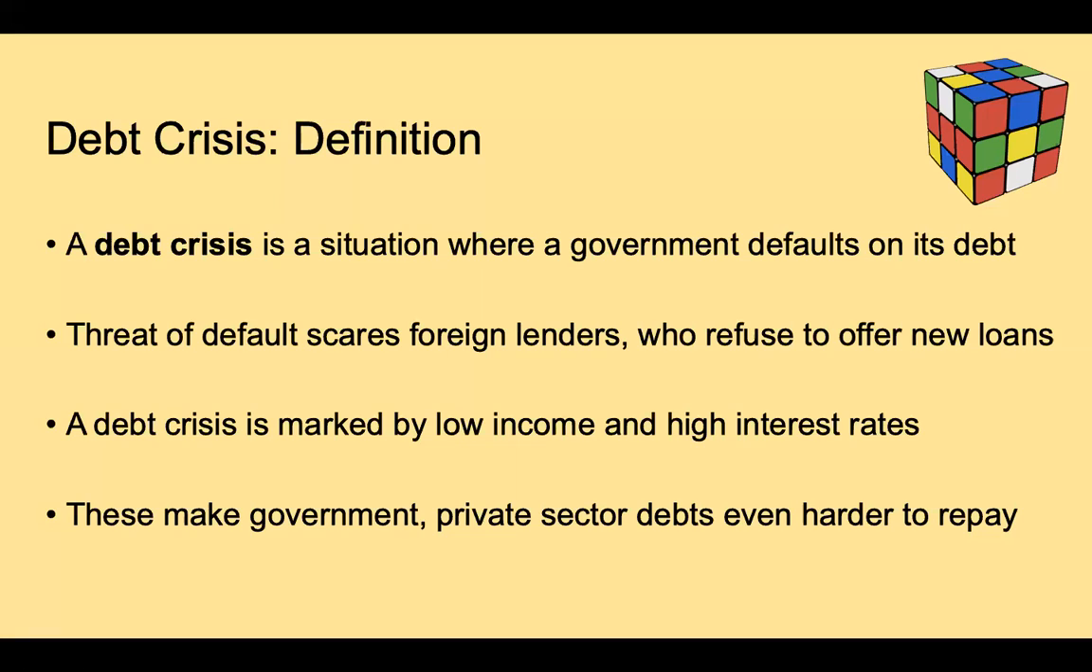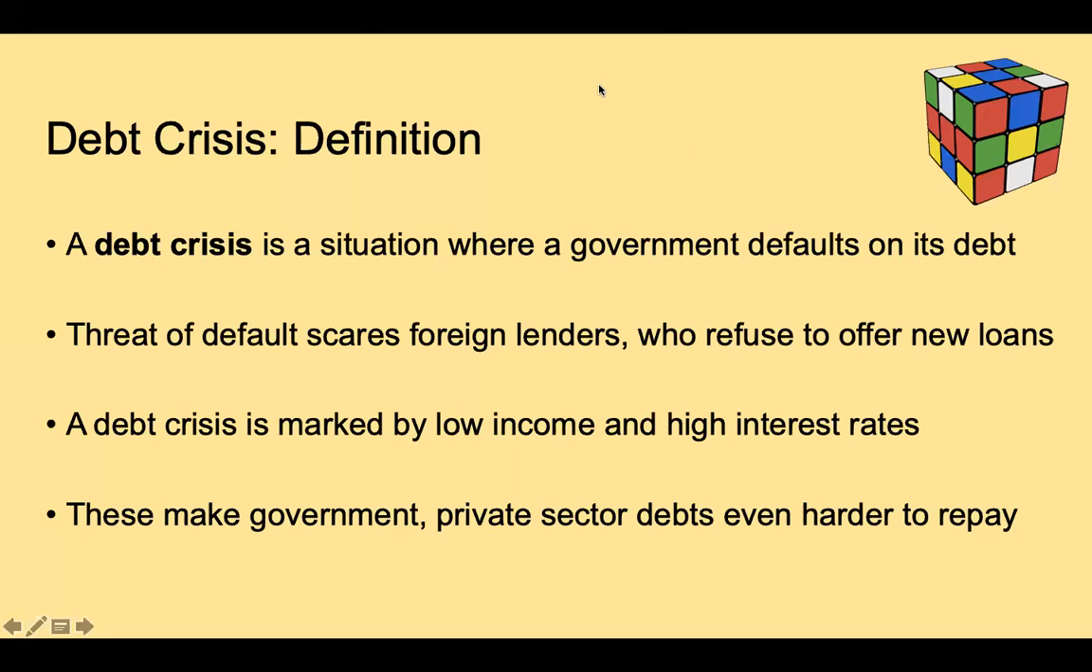And this general period resulted in extraordinary reductions in income and very, very high interest rates. And this made government and private sector debts much harder to repay. Remember that this wasn't just a public debt crisis. Governments did hold a lot of the debt because they were financing state enterprises and subsidizing industries, but individuals and households also held a lot of debt. And private sector debts, as well as government debts, became harder to repay during this period.